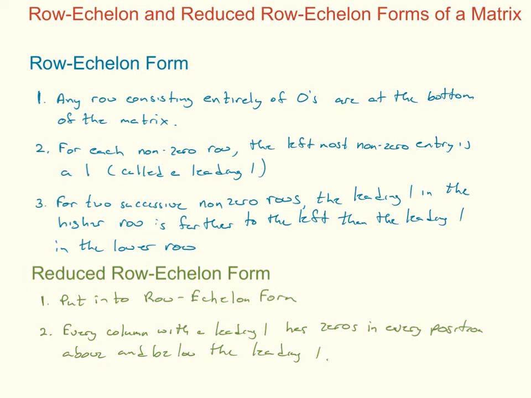The next thing I have is what's called reduced row-echelon form. Reduced row-echelon form requires you to put the matrix into row-echelon form first. So you're going to get a row-echelon form, and then, remember I said it's basically one more step. What you're going to do is that for every column with a leading 1, you're going to have zeros above and below that leading 1. So remember, in row-echelon form, we just had zeros below the leading 1. In reduced row-echelon form, you're going to have zeros above and below the leading 1.